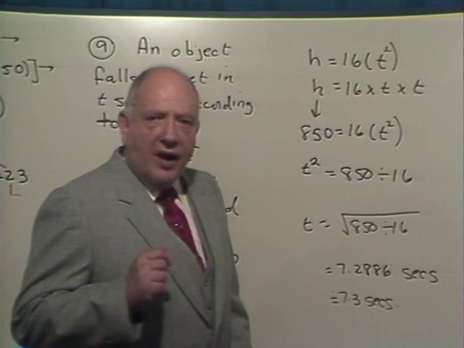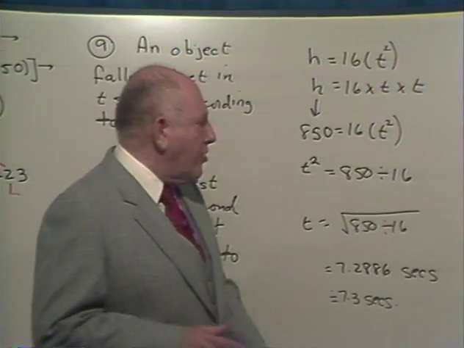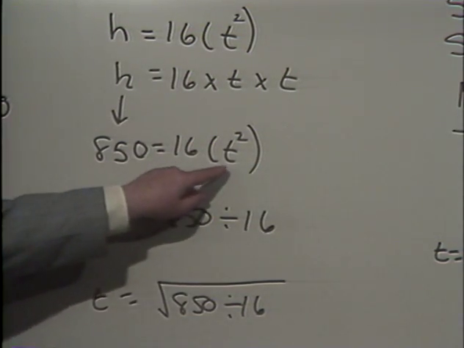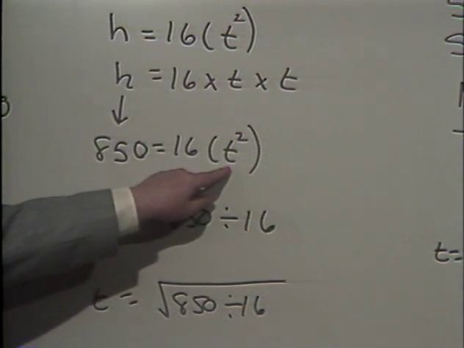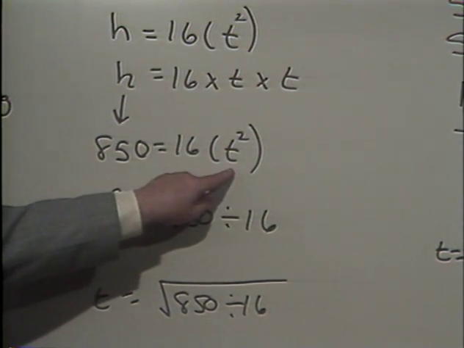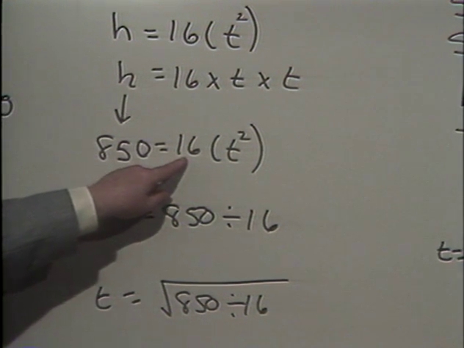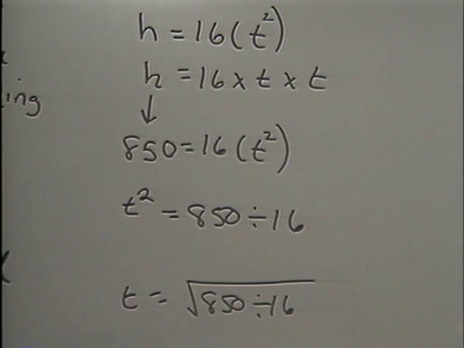But the calculator doesn't know messy from non-messy. It just does it for you. So watch how we tackle this problem. You see, we have 850 equals 16 times t squared. What do you want to do? You want to unblock the parentheses. Since the 16 is multiplying the parentheses, you're going to divide by 16. And if you divide by 16 on one side, you have to divide by 16 on the other side.